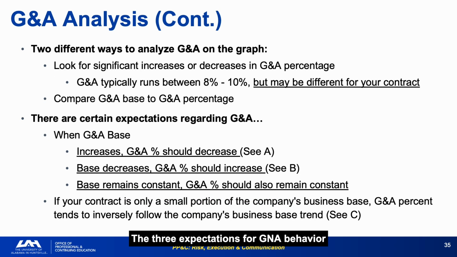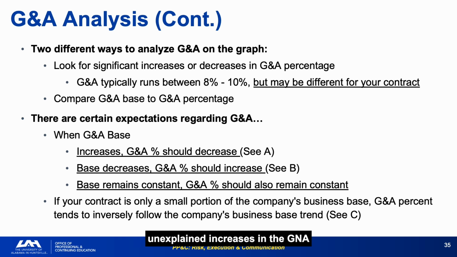The three expectations for G&A behavior mirror the overhead expectations. When the G&A base grows, the rate should drop. When it shrinks, the rate should rise. And when it holds steady, the rate should hold steady. If your contract is a small slice of the contractor's total G&A base, your G&A rate follows their total corporate book of business and can move significantly with no change in your program's performance.